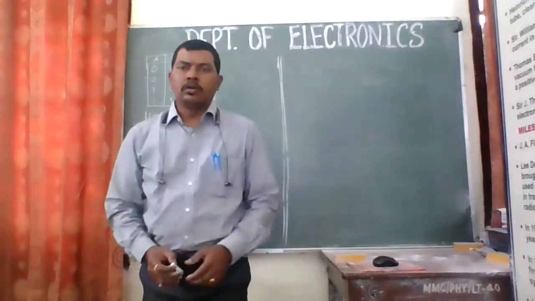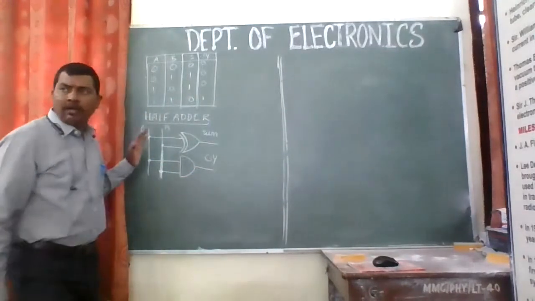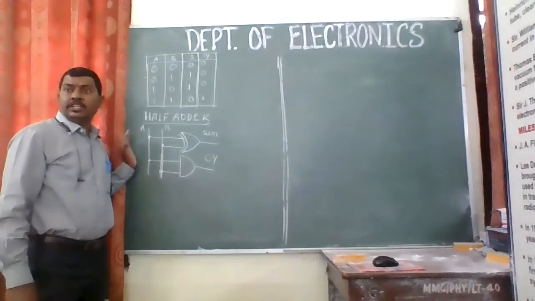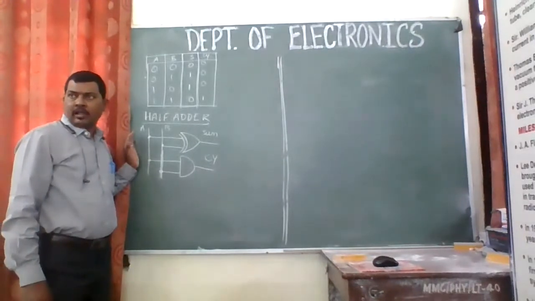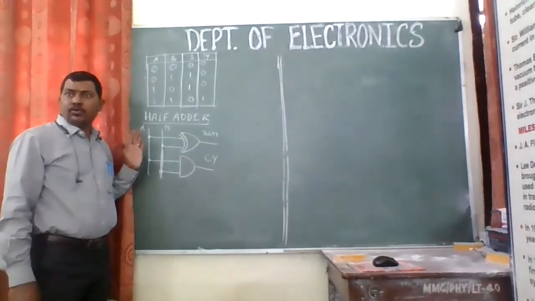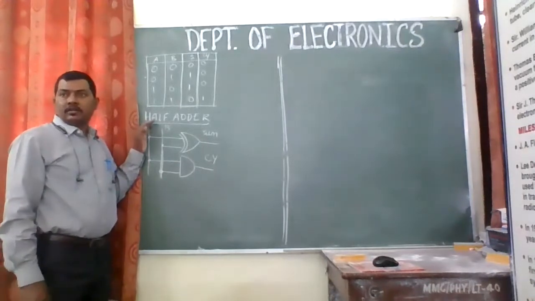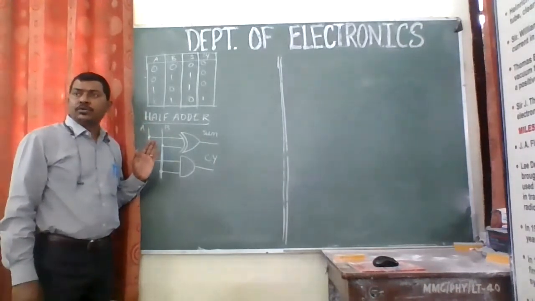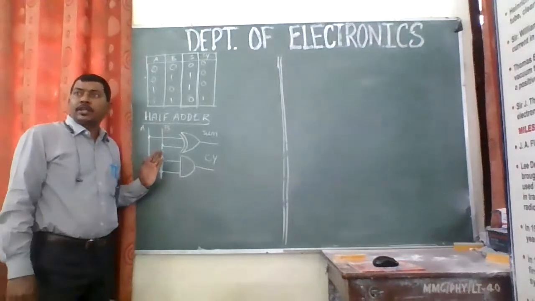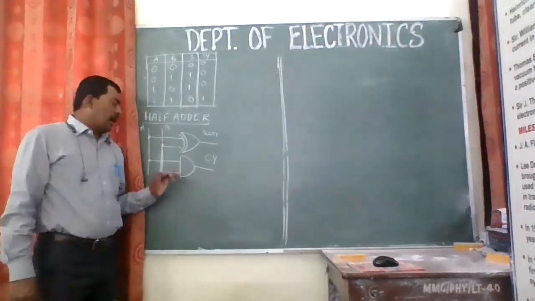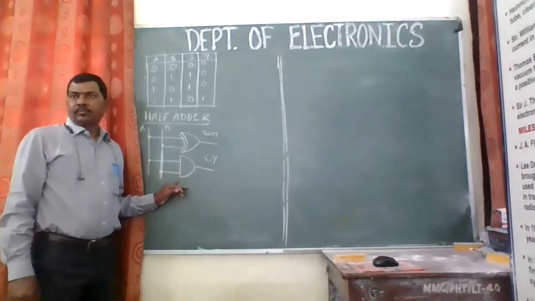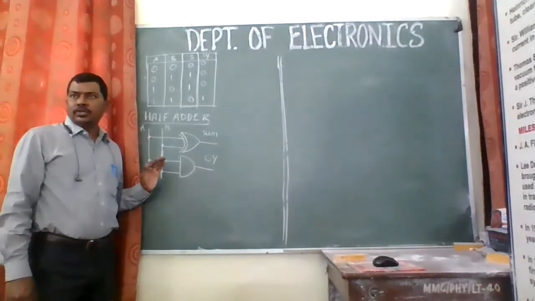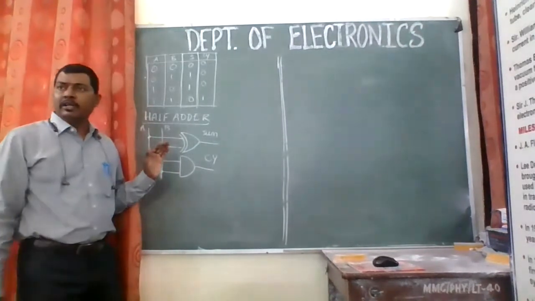Yes. So what we have done, we are having the application of these gates. So the first application that we are going to study is the half adder, in which we have tried to implement a half adder circuit using a XOR gate and an AND gate. Have you understood this? How we have used it, how we implemented it?